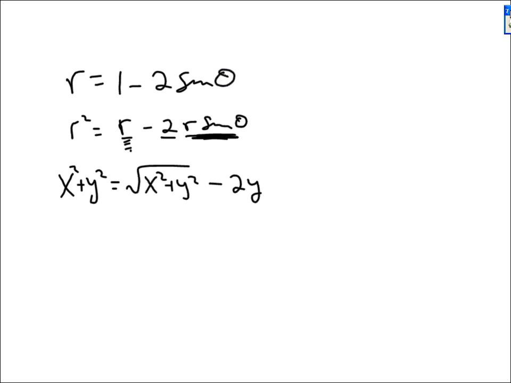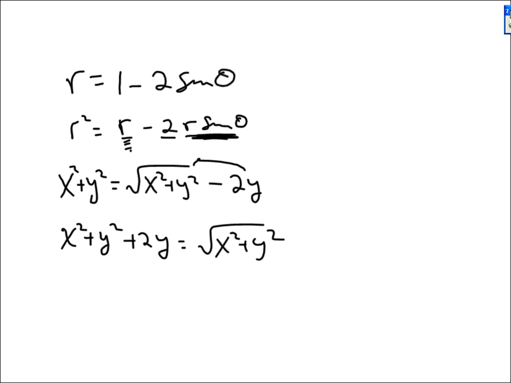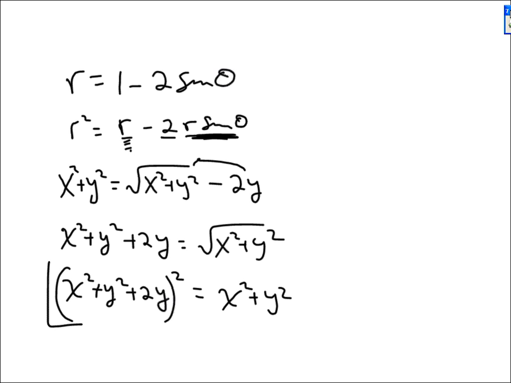For final answers, you would want to try to get rid of the square root signs. So let's bring the 2y to the other side of the equal sign. So x squared plus y squared plus 2y is the square root of x squared plus y squared. Square both sides. On the left side, don't really square it, just note that you're going to square it. And do in fact square the right side, which is x squared plus y squared. Nice clean way of writing the answer.